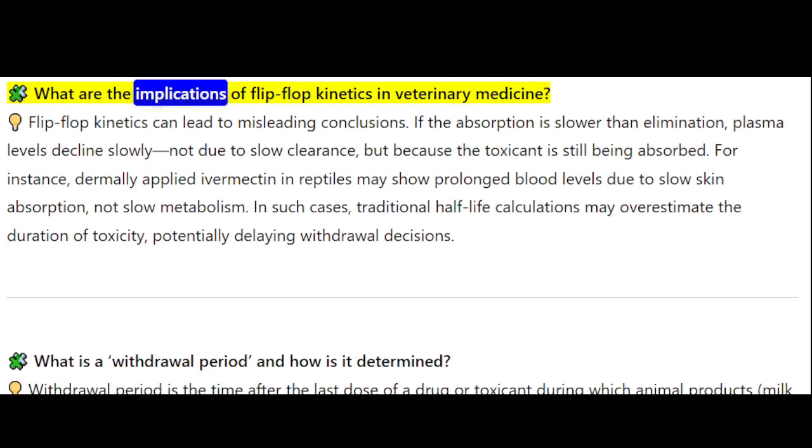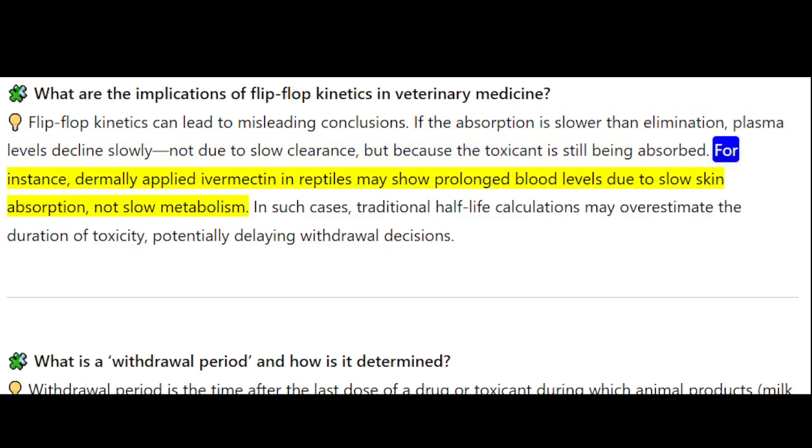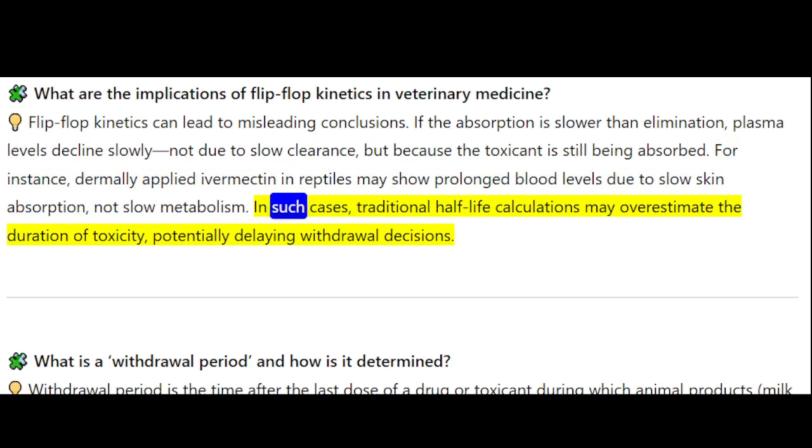What are the implications of flip-flop kinetics in veterinary medicine? Flip-flop kinetics can lead to misleading conclusions. If the absorption is slower than elimination, plasma levels decline slowly not due to slow clearance, but because the toxicant is still being absorbed. For instance, dermally applied ivermectin in reptiles may show prolonged blood levels due to slow skin absorption, not slow metabolism. In such cases, traditional half-life calculations may overestimate the duration of toxicity, potentially delaying withdrawal decisions.